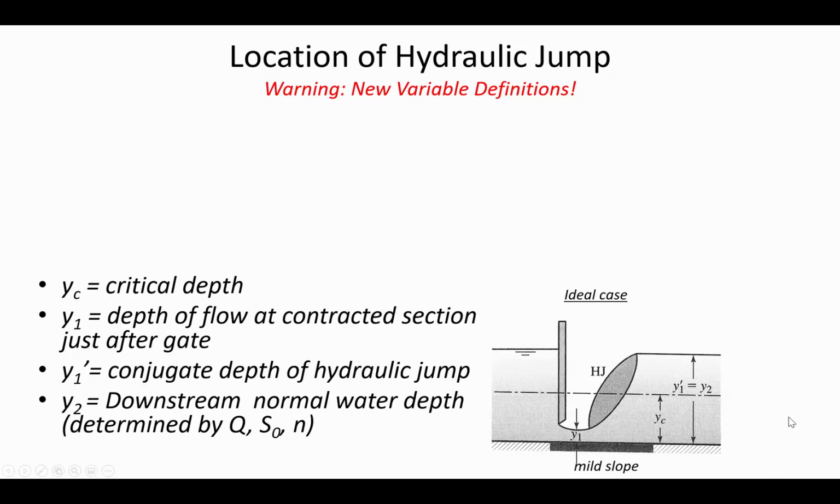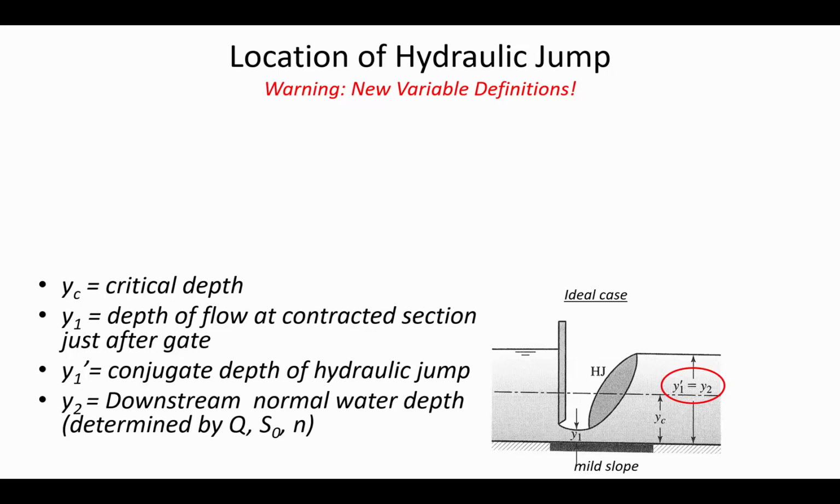And so Manning's equation is what would tell you the depth of flow in the channel downstream, like how rough is that channel, what's the geometry, what's our flow rate. So Manning's equation would tell you y2, the downstream depth, and what the hydraulic jump is going to do is it's going to jump through that transition when the downstream depth that it's looking for exists.